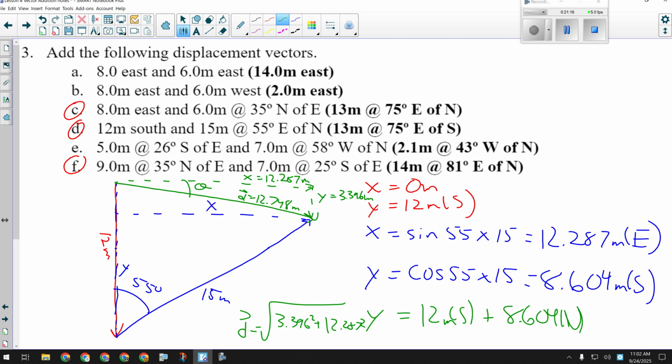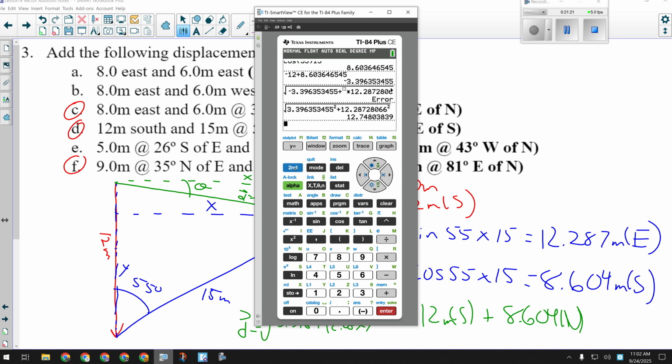And then we got to find theta. The way I drew the triangle, y is opposite, x is adjacent. So I just go second tangent inverse of the 3.396, take the negative out of there, and I divide that by the 12.287.